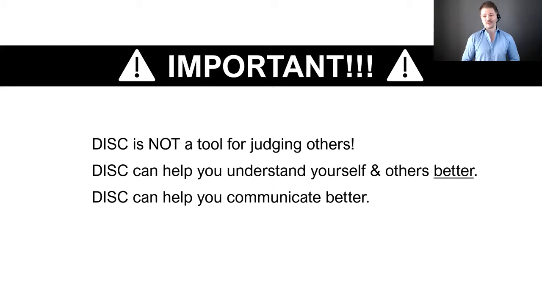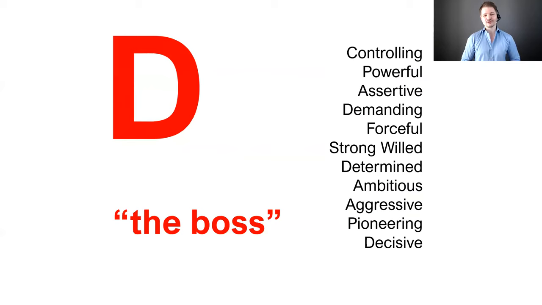So what are the individual types? The first type is D type. Can you guess what D stands for? Dominant. And we can summarize this type as the boss. This person is controlling, powerful, assertive, demanding, forceful, strong-willed, determined, ambitious, and so forth. The biggest strength of D types, they want to achieve something. They want to achieve the goal.